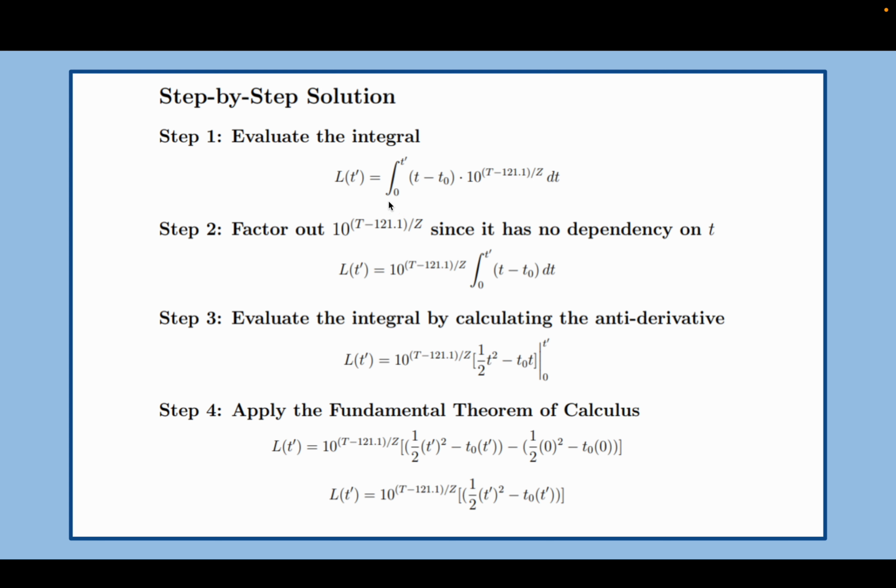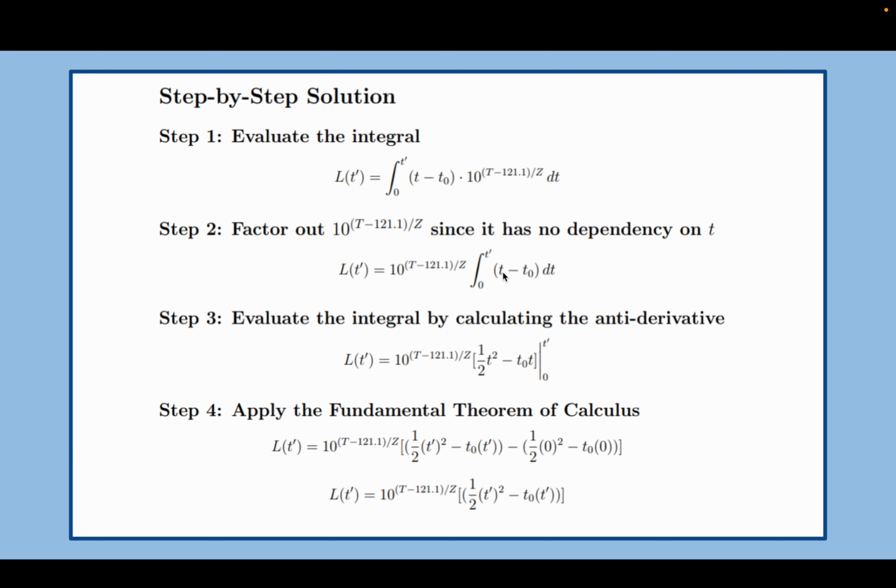So first, you want to evaluate the integral by putting in our limit in our integrand. Next, we want to factor out any constant that has no dependency on t. And in our formula, 10 to the power of all these values has no dependency on lowercase t, so therefore we will be factoring it out. And then once we have our integral, we're going to evaluate it and then calculate the antiderivative.